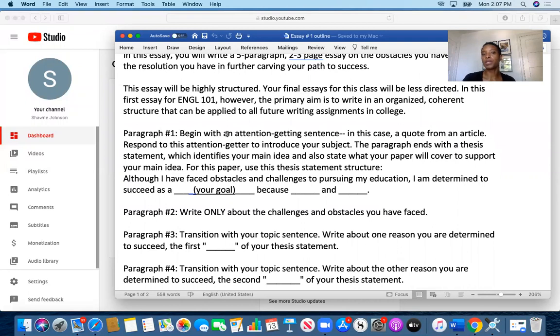So paragraph 1 should begin with an attention-getting sentence. In this case, a quote from the article. The article that you can quote from would be either of the articles that we read so far. Both of those articles are about how people have persevered in the face of difficulties in terms of getting their education. It can be a couple of sentences. Use the quote, make sure it's in quotation marks, and make sure when you come out that it's cited and you have the author's last name in parentheses.